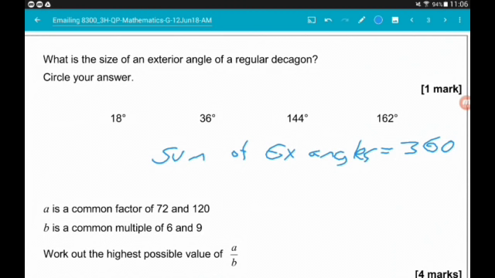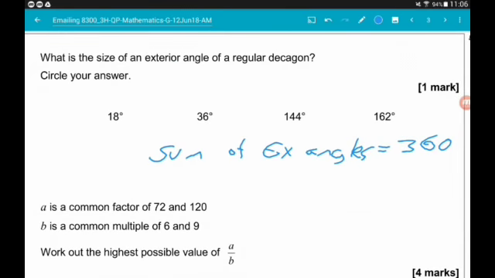Now, it's a regular decagon, so the angles are going to be the same size. We have the same number of exterior angles as we do sides of the shape. A decagon has 10 sides, so the exterior angle is 360 divided by 10, which is 36 degrees. So there's our guy. Cool.